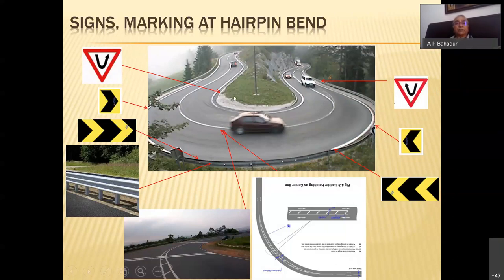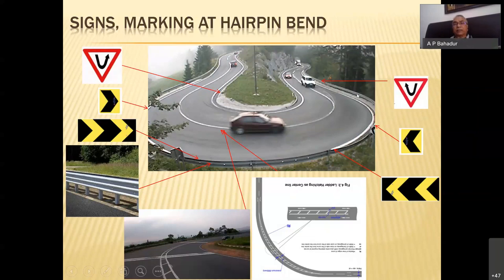First of all, you provide a sign for sharp turn, then you provide a sign for sharp curve, a chevron sign, then at the apex of the curvature, you provide a sign for sharp deviations. And then compulsorily these crash barriers.